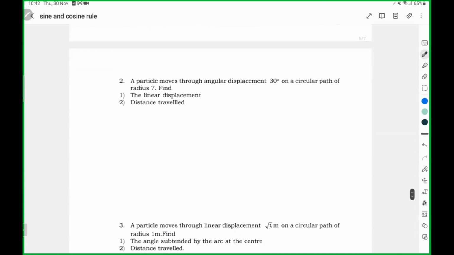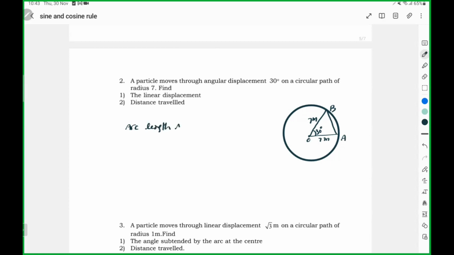Now let us consider another example. It is the same circular path. The particle started at A, and it makes an angular displacement of 30 degrees. Earlier it was 60, which was comfortable because of the equilateral triangle. Now here the radius is 7 meters only. You can find arc length comfortably.